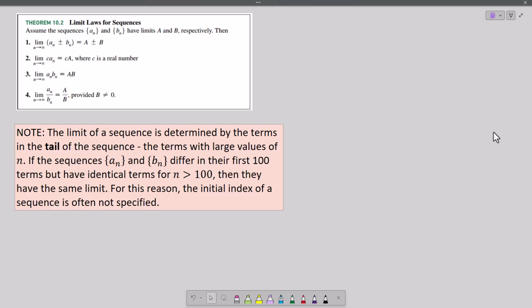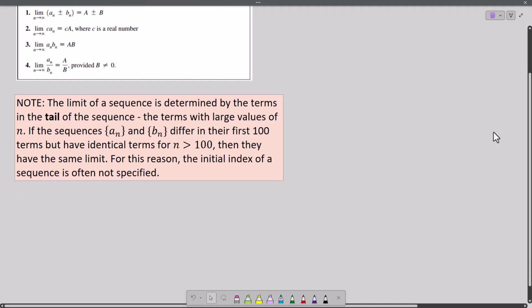So this one's the same also. If you have a constant times a function that converges, you can factor the constant out. Same thing here. If you have two functions that converge, then their product converges. If you have two sequences that converge, then their product also converges. And similarly for division. If you have two sequences that converge, then the quotient converges as long as the denominator does not converge to 0. So identical with functions in Calc 1.